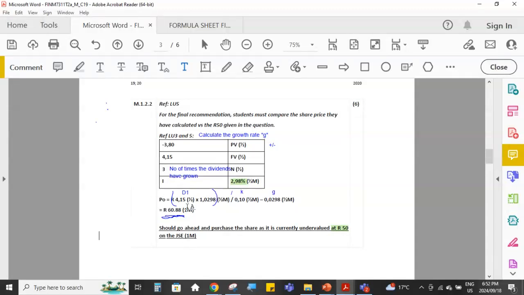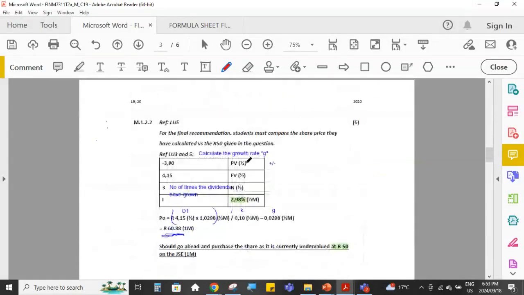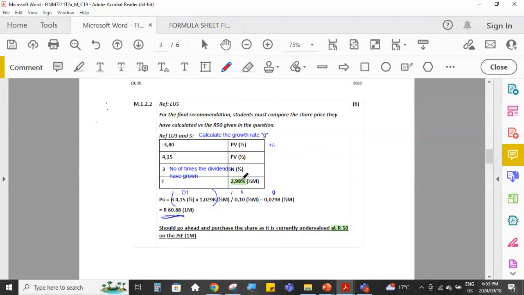We take D0, which is 415, the last dividend that was paid out, and we now grow it by 2.98% to calculate what the estimated dividend will be the next time a dividend is paid out, D1, divided by K, which is required rate of return. We've calculated that here, CAPM, 10%, minus G, and there's G, 2.98. So maths, and we get an answer of 60.88, 60 Rand and 88 cents.